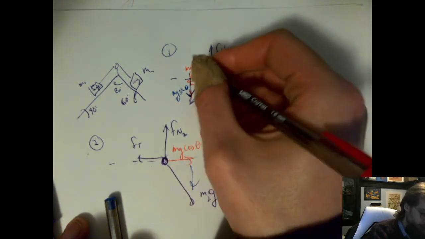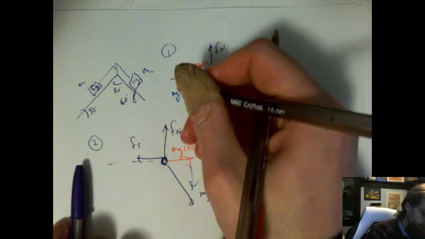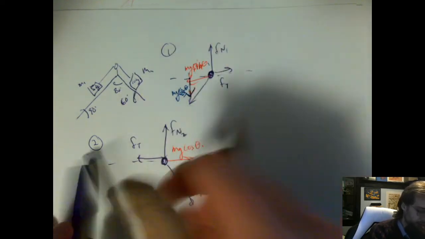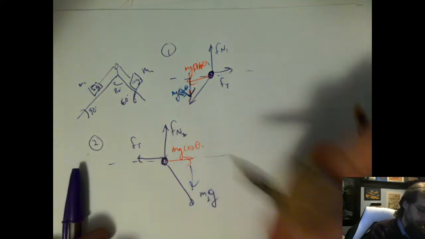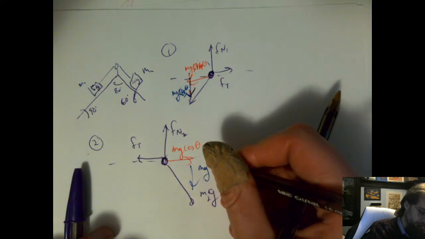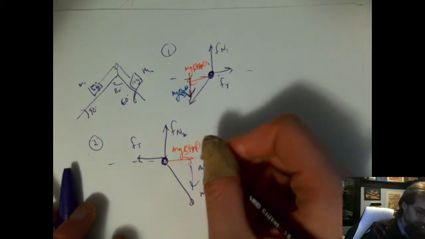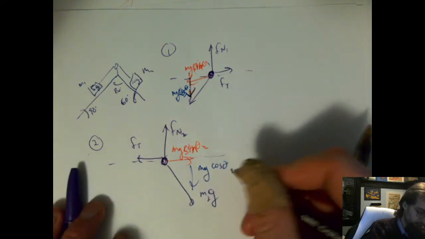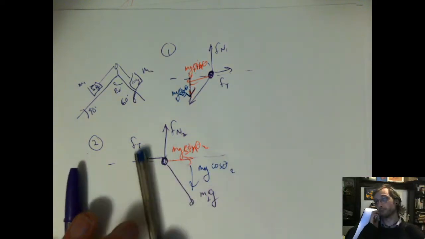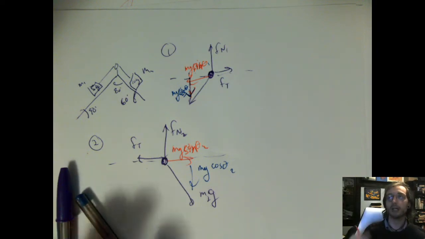Oh, sorry. This should be sine. This should be cosine. Just spent the long video, by which I mean 10-minute video, talking about that. And this one should be mg cosine theta, and this one should be mg sine theta 2. So, we've got this thing going along the hill, we've got this thing going into the hill. Great.